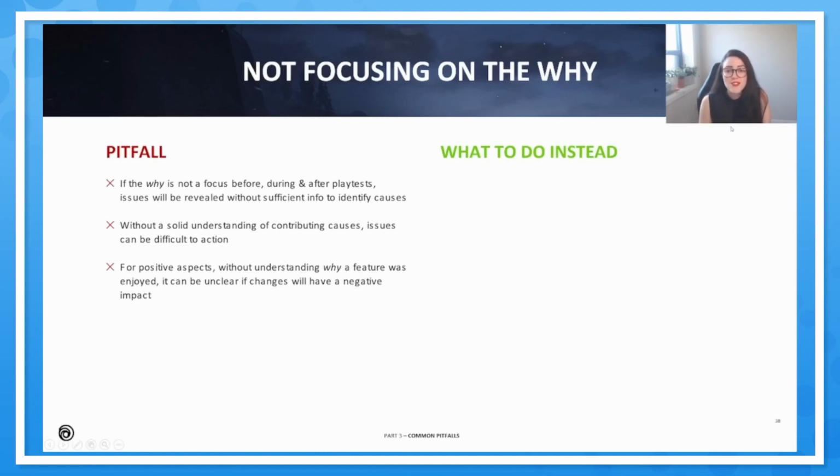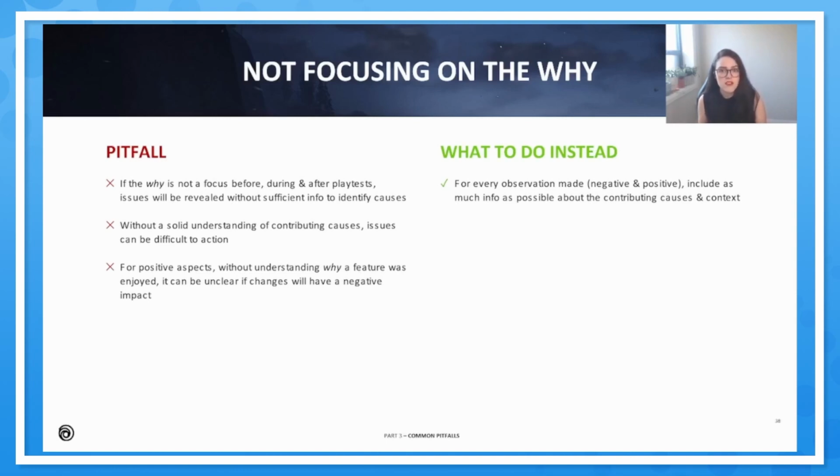Okay, so what to do instead? For every observation you make, whether that's negative or positive, try to include as much information about the contributing causes and the context as possible. For example, certain issues might only happen in certain contexts, like maybe there's an issue with the combat that only occurs when fighting a large group of enemies, but isn't really present if you're only fighting a few.